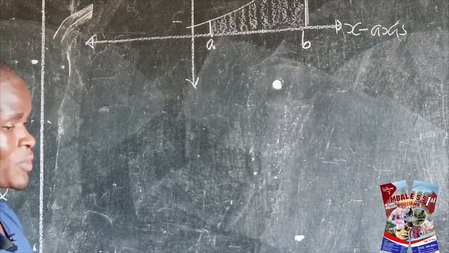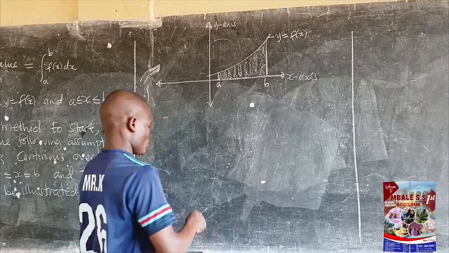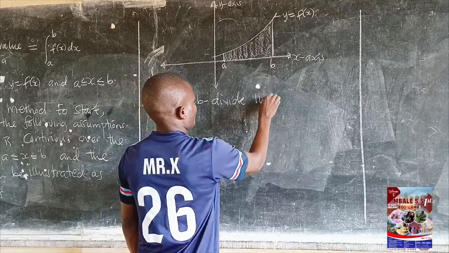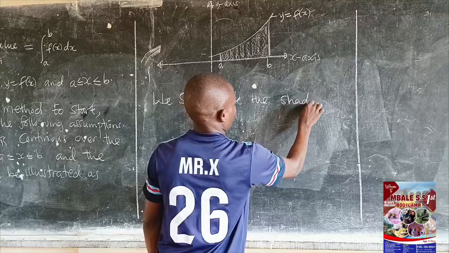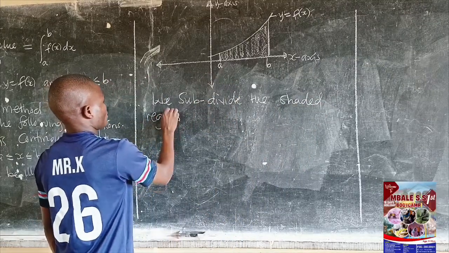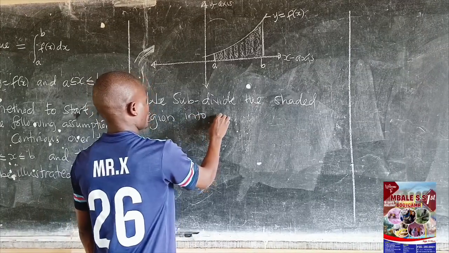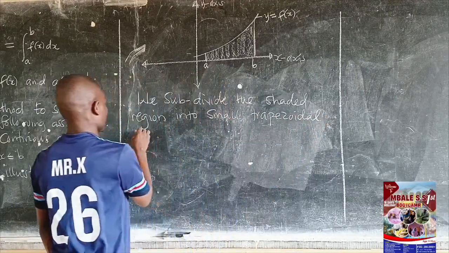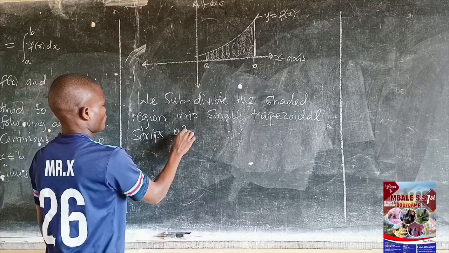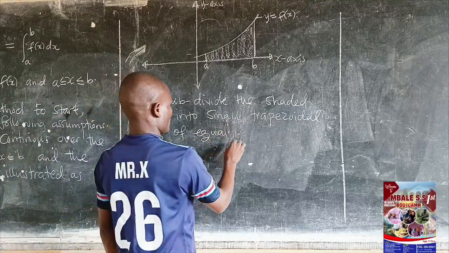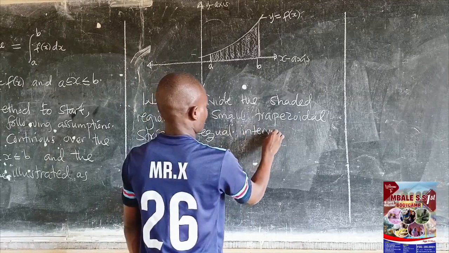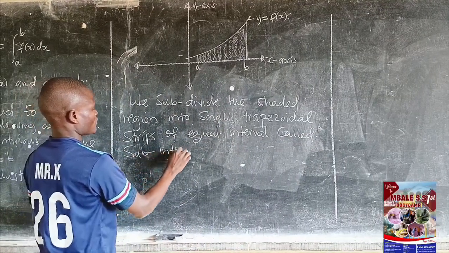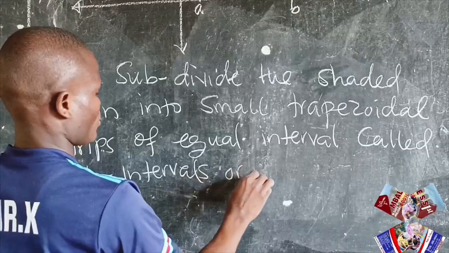Now, with the numerical techniques, what we do is we subdivide the region, let me say the shaded region, into small trapezoidal strips of equal intervals, called sub-intervals, and sometimes we say strips.